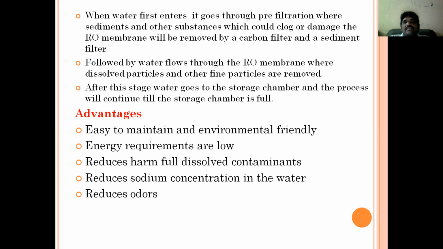Followed by, water flows through the RO membrane, where dissolved particles and other fine particles will be removed. At this stage, after crossing the semi-permeable membrane, the water will be stored in the storage chamber, and it will continue till the chamber is filled.